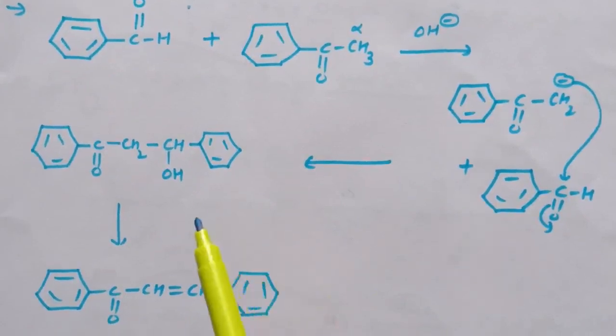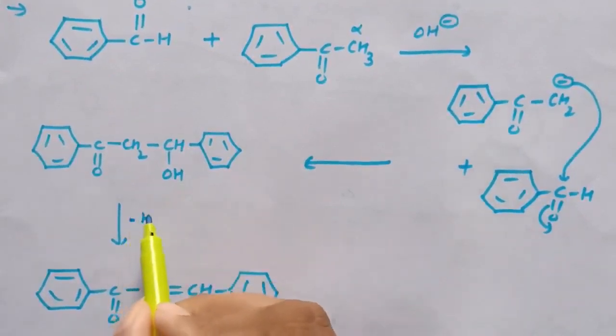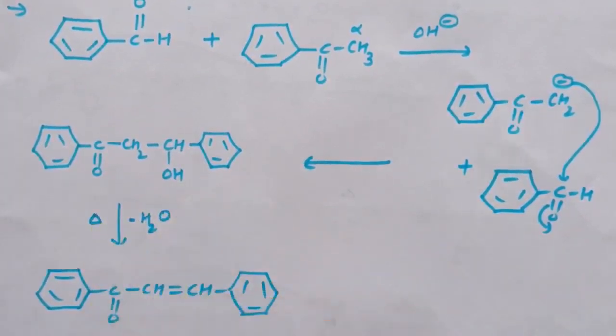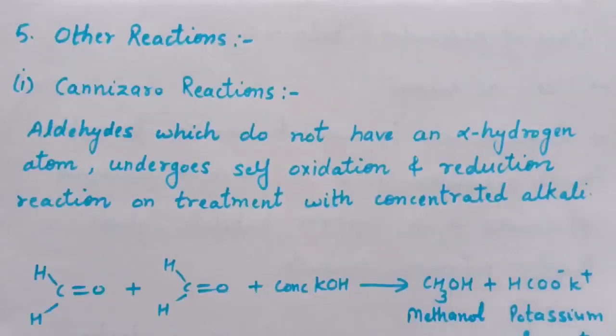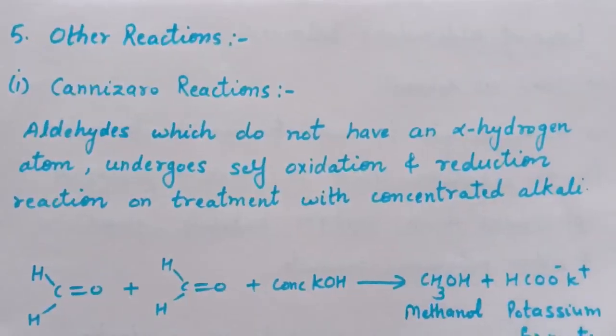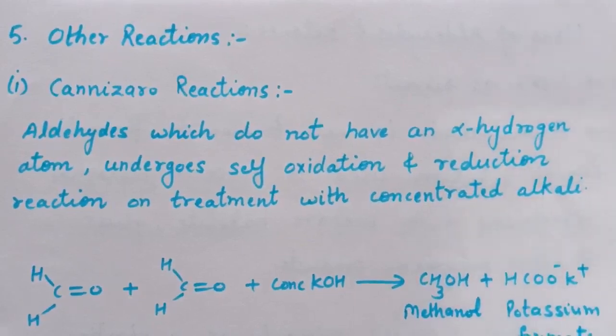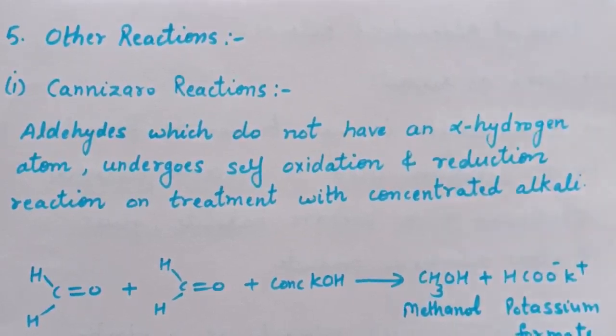Removal of water from this aldol on heating results in the formation of this product. This is the aldol condensation product of benzaldehyde and acetophenone. So this is all about aldol condensation reaction, self-aldol and cross-aldol condensation reaction.